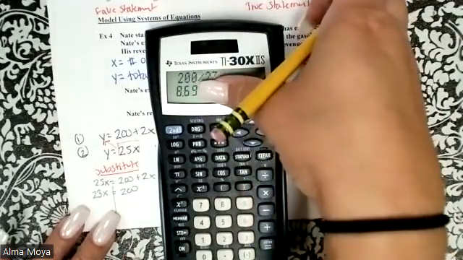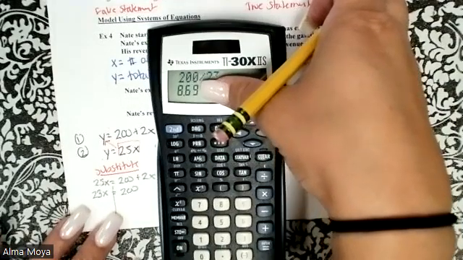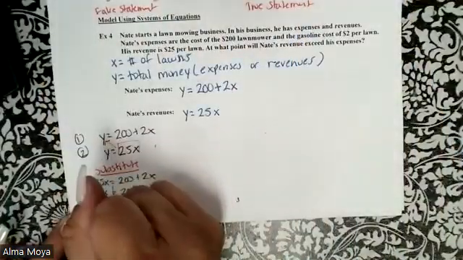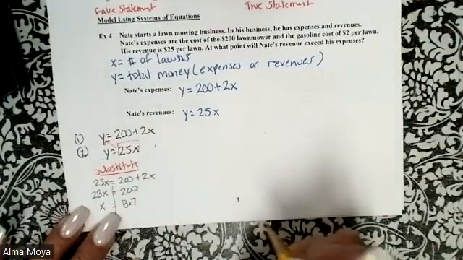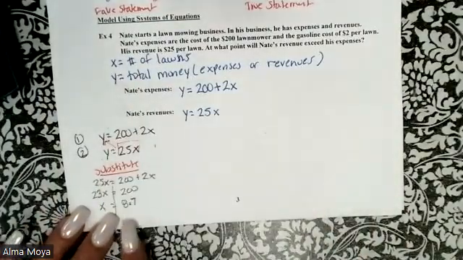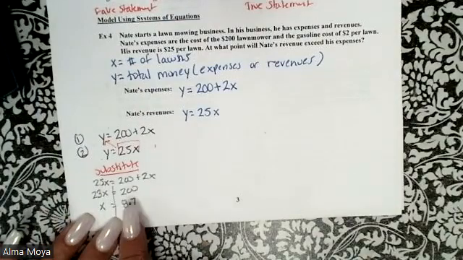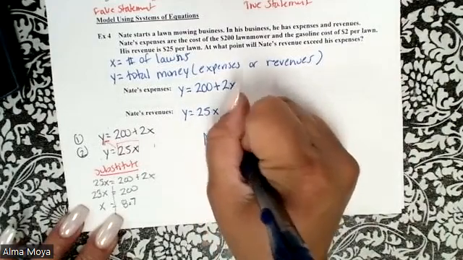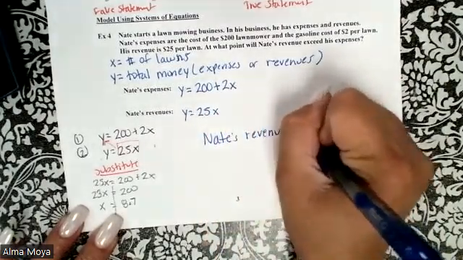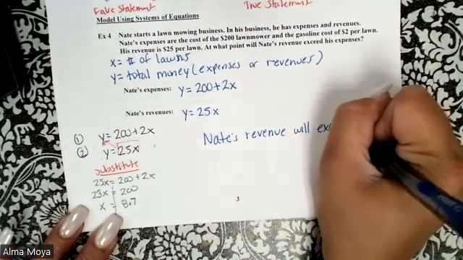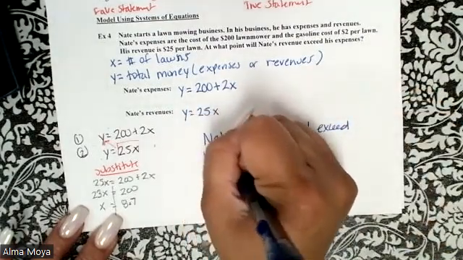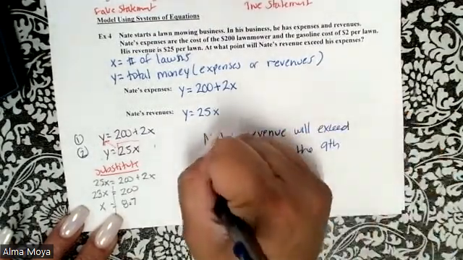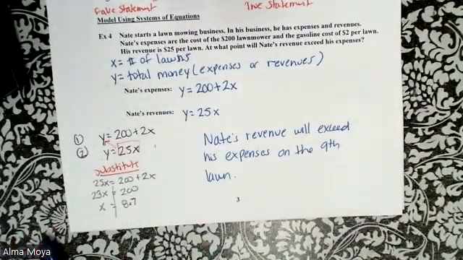So basically, it's not going to be 8.69. It's going to be 8.7. So right here, X is going to be 8.7. Now remember, X is the number of lawns. So you can't do 0.7 of a lawn. So you have to make that round up. So right here, Nate's revenue will exceed his expenses on the 9th lawn. That's what that stands for.